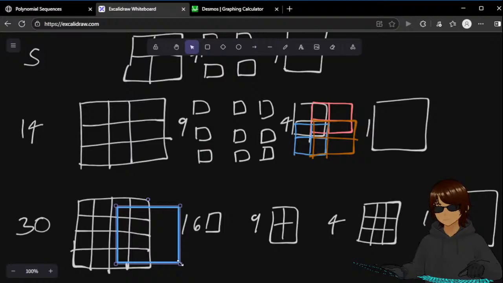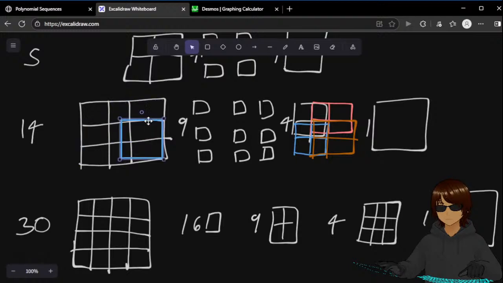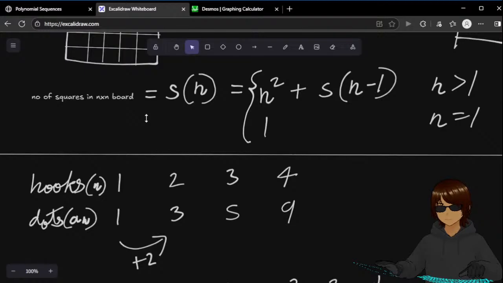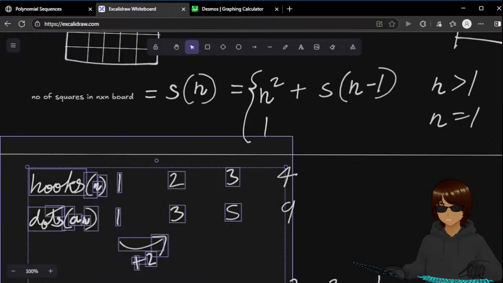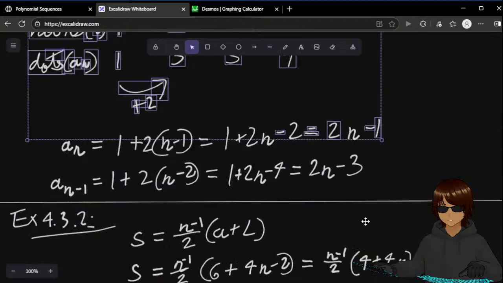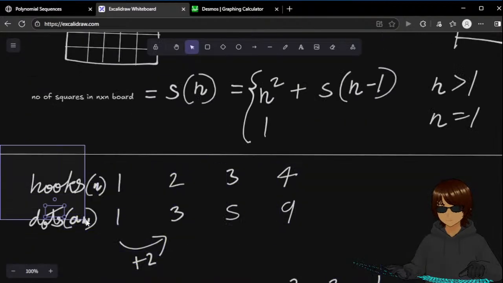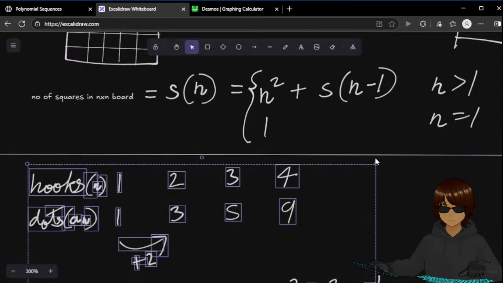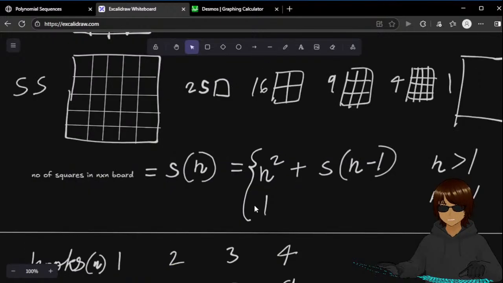Similarly, for a 2 by 2 square, there are 4 ways to count. For a 3 by 3 square, there are 4 2 by 2 squares. So 1, 2, 3, 4. So wait. How do I? Never mind.